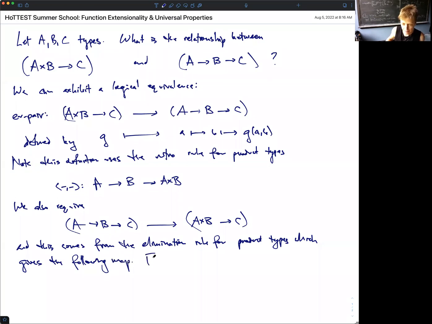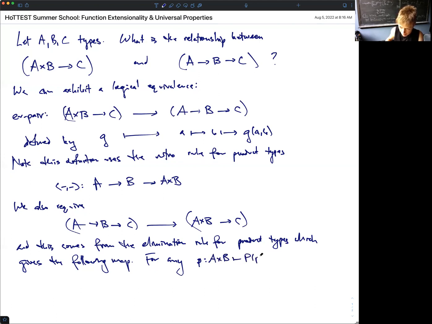I'm going to call this the general form of this induction principle for product types. So for any family of types that depends on two terms, one of type A, one of type B, so this is a P of X, Y, or actually, sorry, let me phrase it this way: for any family that depends on the product type.